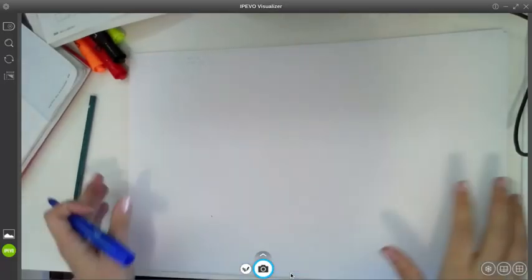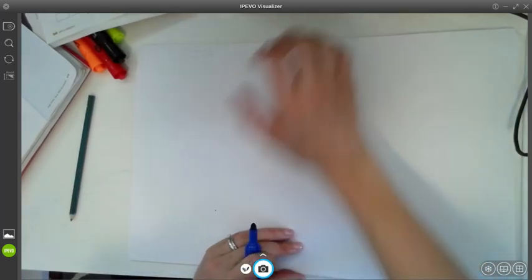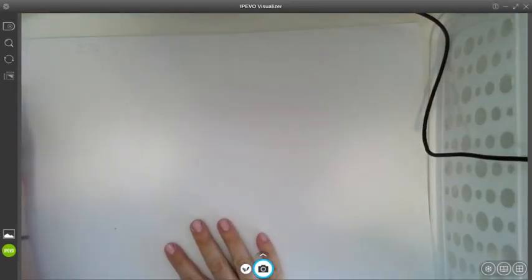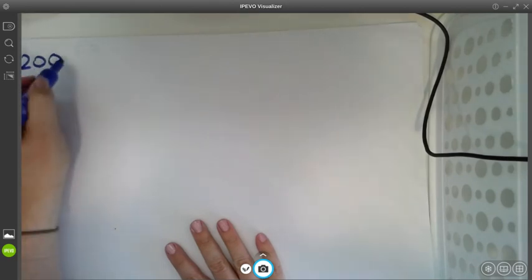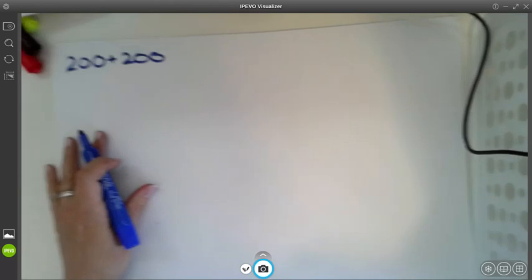So first things first, how can we make a drawing? How can we use expanded form? How can we use what we know to solve this problem? So the first thing, right, is if you are adding, you want to do 200, that's your equation, right? 200 plus 200. Okay, what are you going to do to solve this problem?